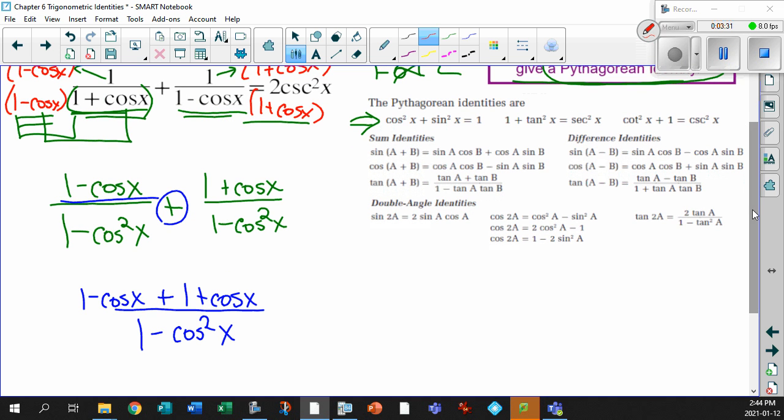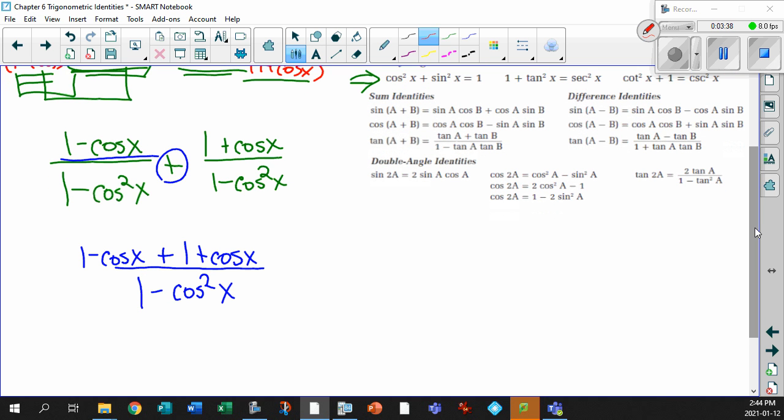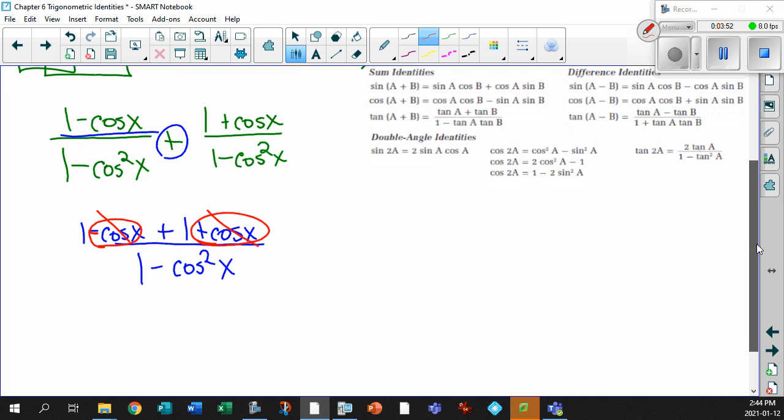Notice I haven't even touched the right-hand side yet. Let's deal just 100% with the left-hand side and see what we get. You're going to be in for a surprise. Ready? Look, minus cos x and positive cos x. Goodbye. They cancel, leaving you 1 plus 1. Oh, check this out. 1 plus 1, you know, is 2. This is 2 over 1 minus cos squared x.